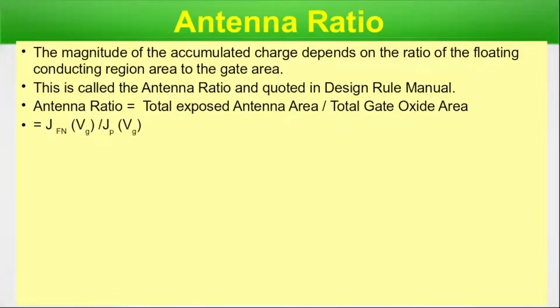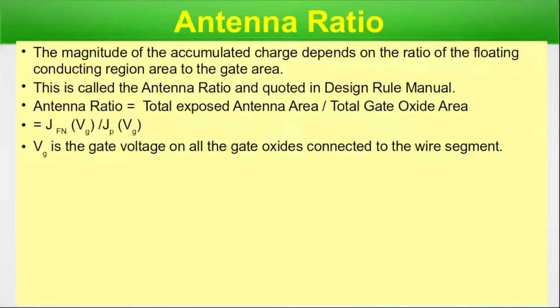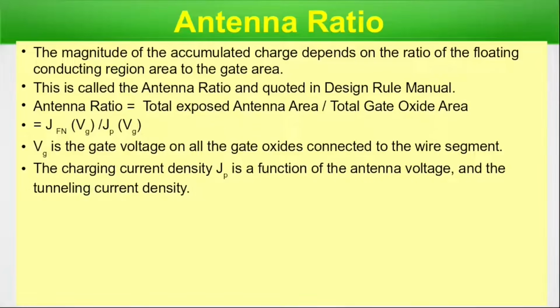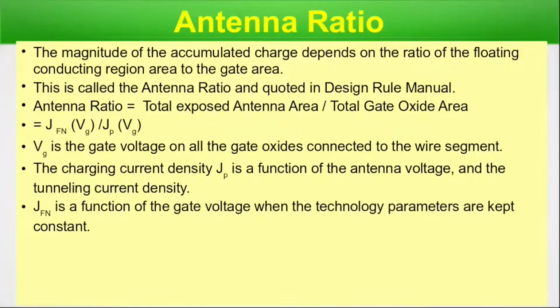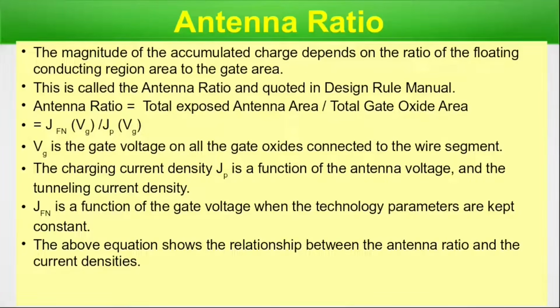It can be equated with the current densities J_FN, a function of V_G, and J_P, a function of V_G. Now what are these? V_G is the gate voltage on all the gate oxides connected to a particular wire segment, which is under the antenna effect consideration. The charging current density J_P is a function of the antenna voltage and the tunneling current density. J_FN is a function of the gate voltage when the technology parameters are kept constant. The above equation shows the relationship between the antenna ratio and the current density.